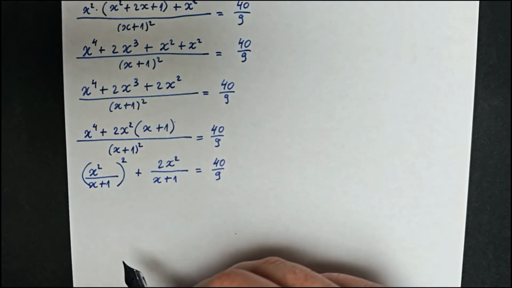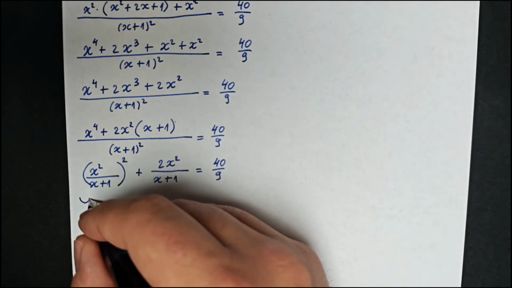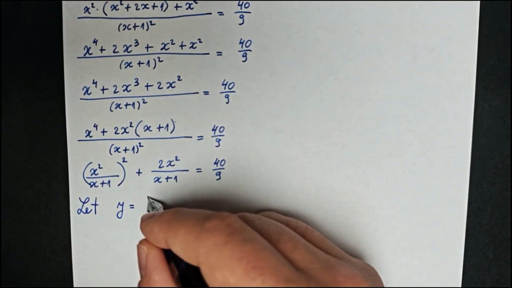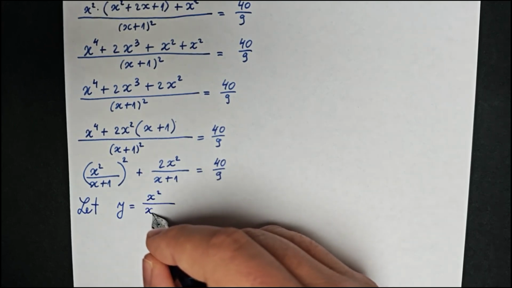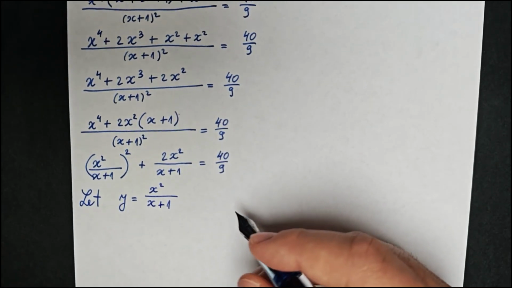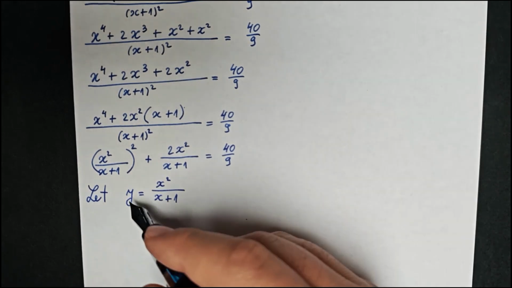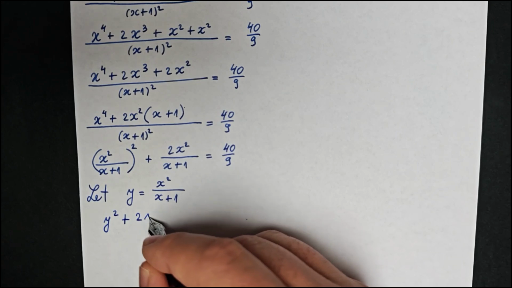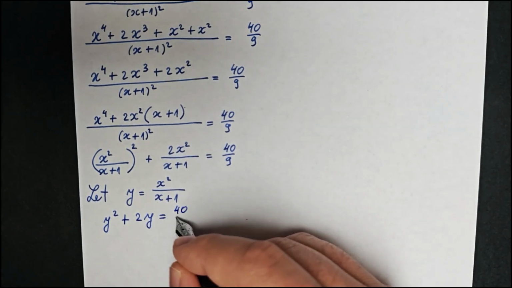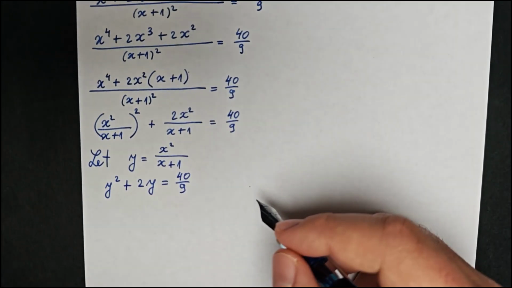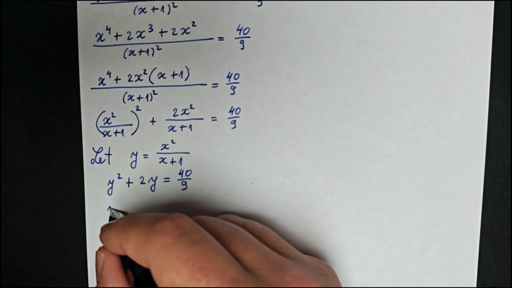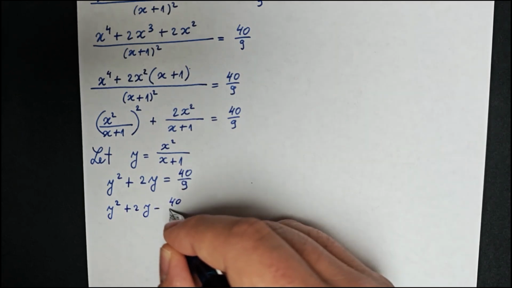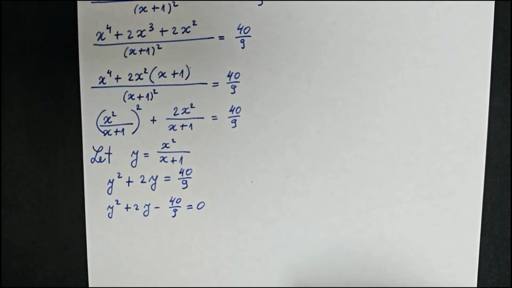So we are going to introduce a substitution now just to make things simpler, and we are going to say that y is equal to x² divided by (x+1). And this substitution is going to transform our equation into y²+2y is equal to 40/9. This equation can be written as y²+2y−40/9 is equal to 0.